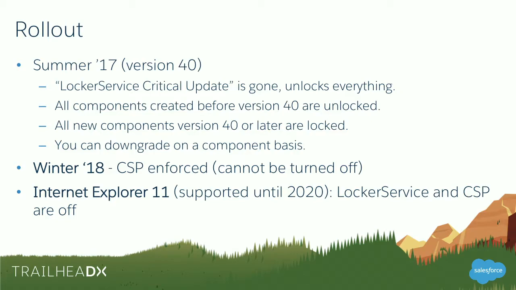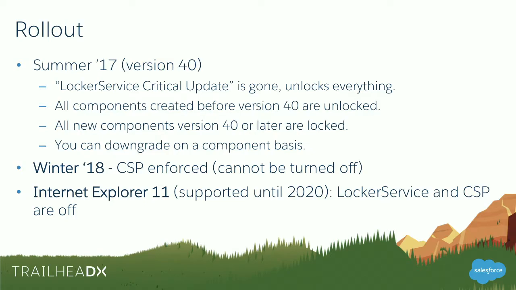Okay, so on a high level, here's the rollout plan for Locker. So Summer 17 is already out, which is our API version 40. It's very important to know that number because we're no longer using the critical update on LockerService. So previously, if you tested around Lightning components, you would have the critical update setting within your org that can toggle on and off to turn on and off LockerService. Now it's very different now.